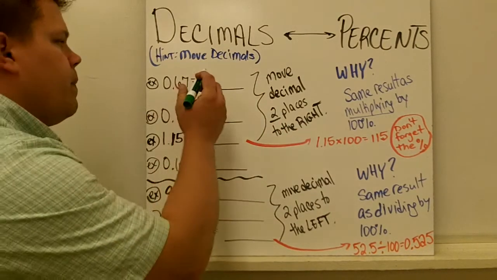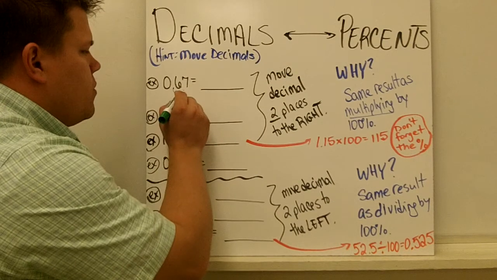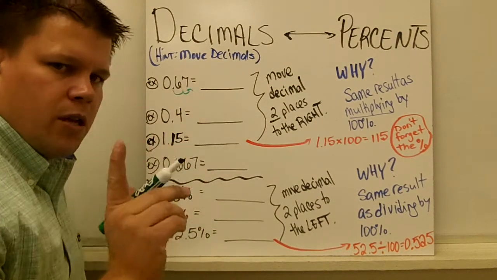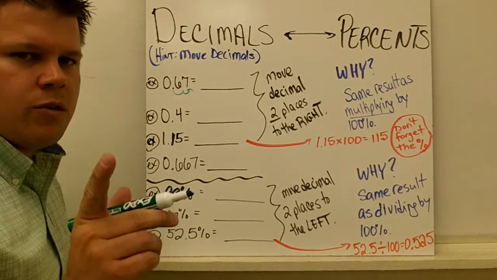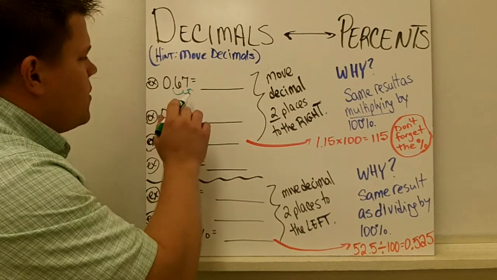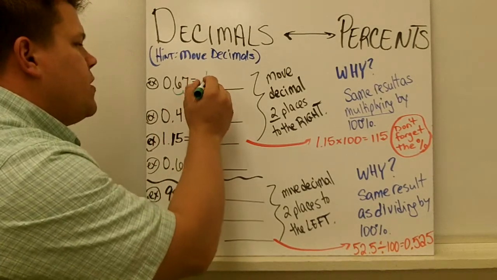I'm going to do that right now. And I'm going to move the decimal once, twice, 3 times a lady. Anybody? It was a cool song back when your kids were young. Anyway, 67 hundredths is going to turn into 67%.